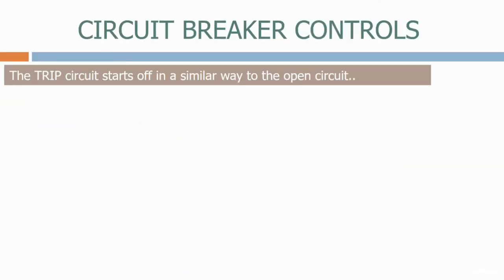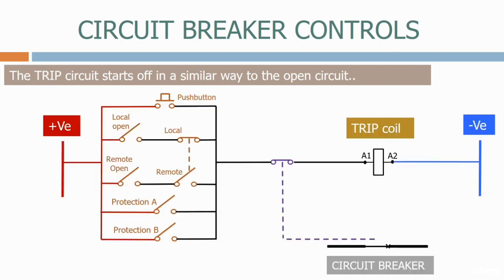The trip circuit starts off in a similar way to the open circuit. So we have our local push button, a local open and a remote open. The main difference is we now have additional protection trips operating the trip coil. These are initiated when something goes wrong with the system and the protection systems detect a fault. Let's now operate one of the protection contacts and see what happens. As soon as the contact closes, the trip coil operates and the circuit breaker opens.